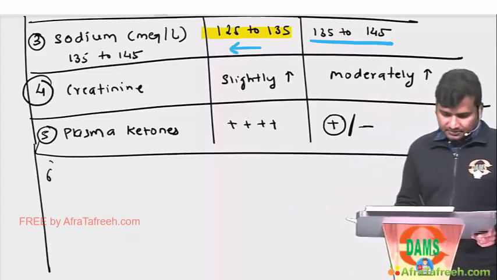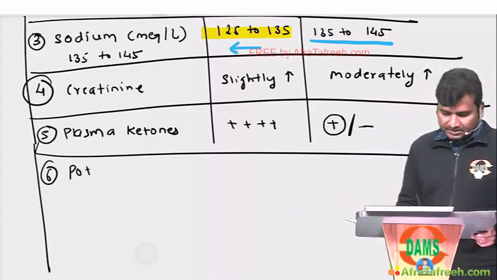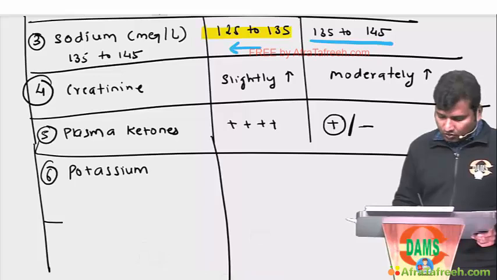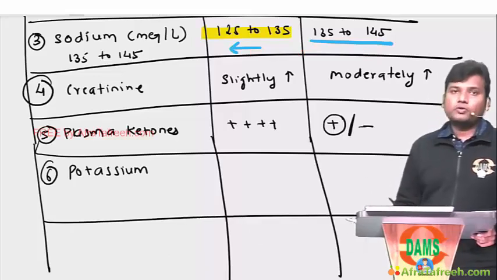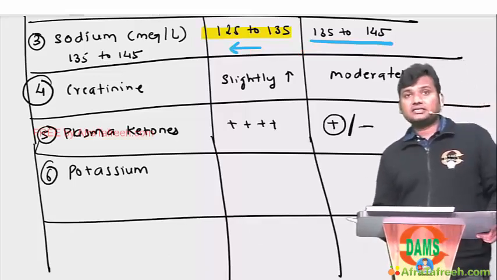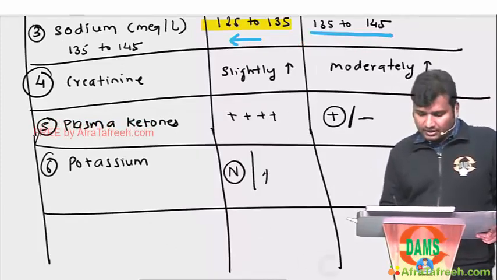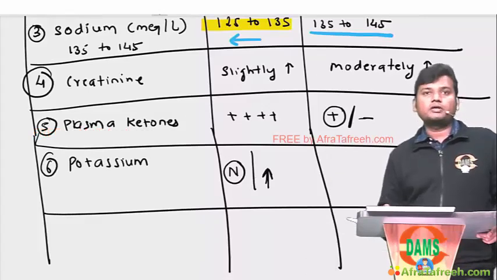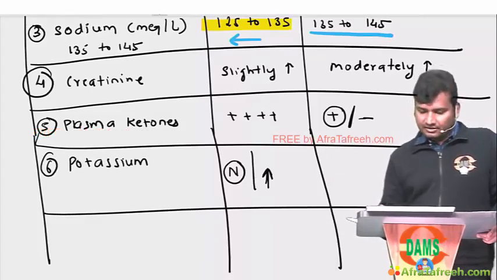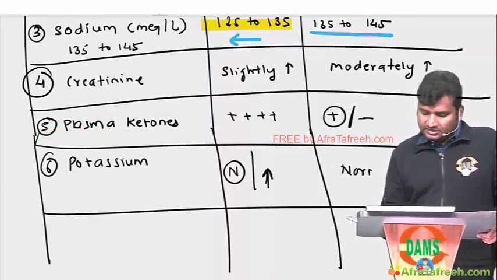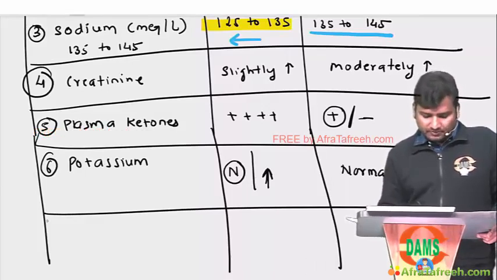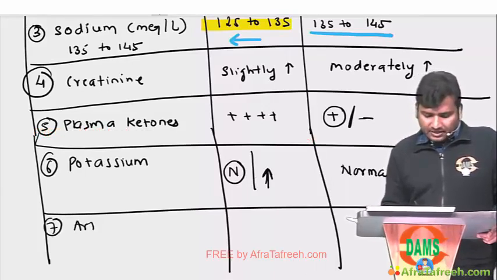Then 6. Serum potassium level. Because of ketones, potassium level increases in blood. So potassium may be normal or increased. It can be normal to increased, and here in HHS potassium level will be normal. 7. Arterial pH.